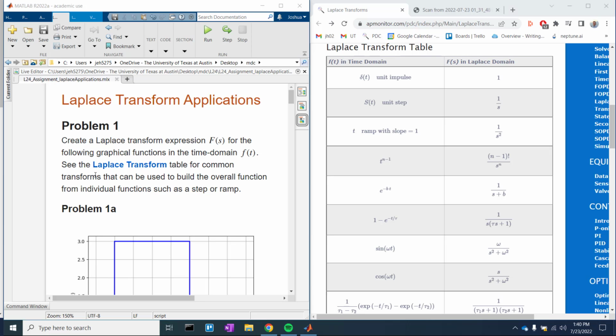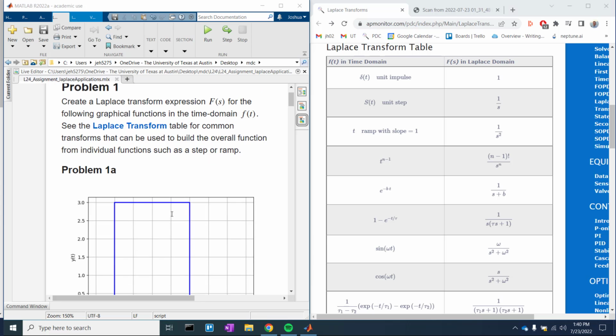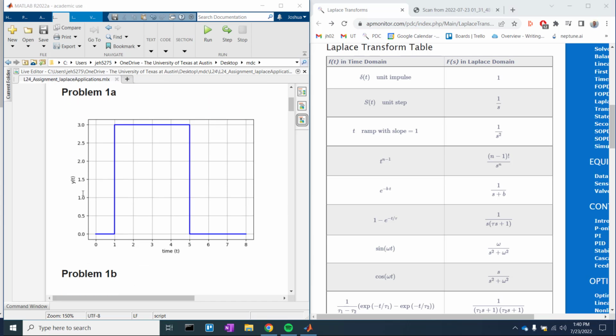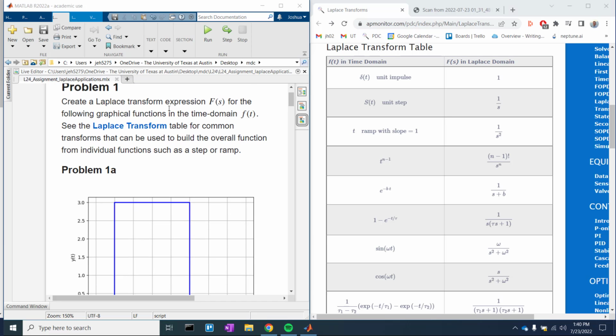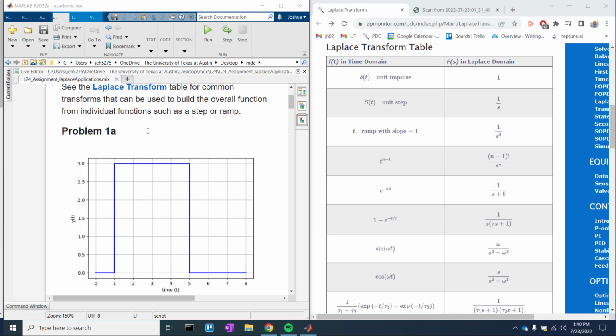I have on the left our Laplace Transforms worksheet, our live script, and on the right hand side I have our table from our lesson. So first we're going to create a Laplace transform F of s for the following graphical functions in the time domain. So I'm going to go ahead and get out my pen. Let's go ahead and think through this.